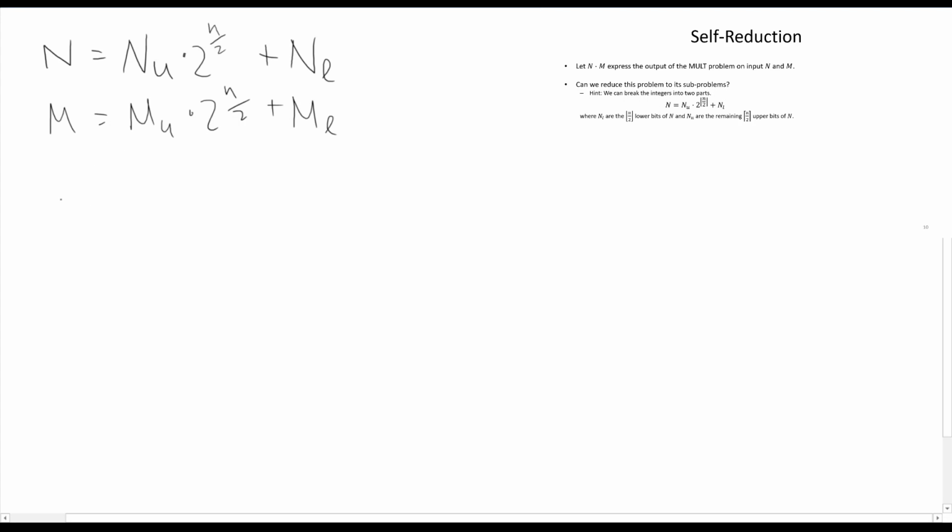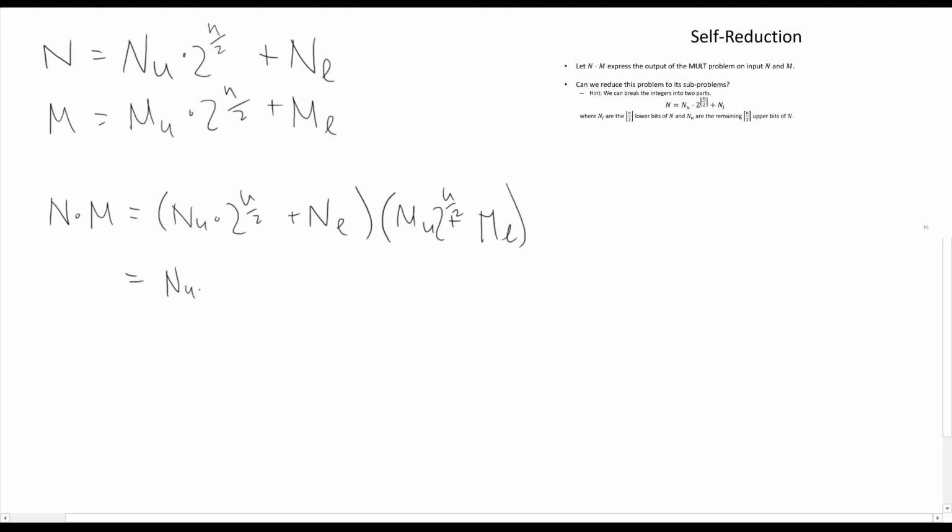And there's a little bit of algebra that we can do here. We could say, well, what is n times m using this expression? Okay, well, maybe making that clear, we'll have n upper times 2 to the n over 2 plus n lower, times m upper times 2 to the n over 2 plus m lower. Multiplying them together, we're going to end up with 4 terms. So let's be careful. We're going to get the upper terms, n upper, m upper. Those ones are going to have 2 copies of this 2 to the n over 2 term. That's just going to give us 2 to the n.